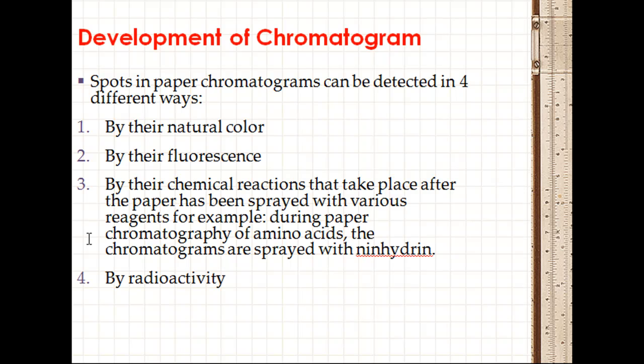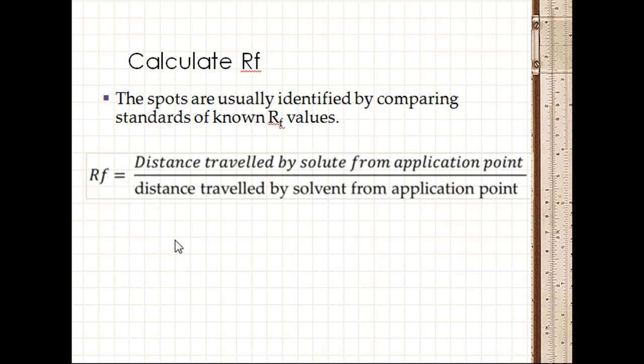Once the chromatography has run, spots in the paper chromatogram can be detected in four different ways: by their natural color, by their fluorescence, by their chemical reactions that take place after the paper has been sprayed with various reagents, or by radioactivity. Spots are usually identified by comparing with standards of known RF value. An RF value can be calculated by using this formula.